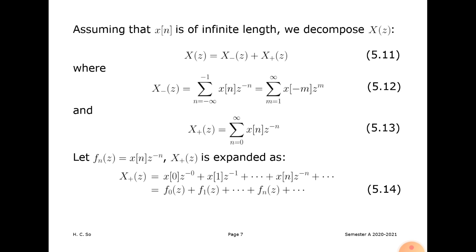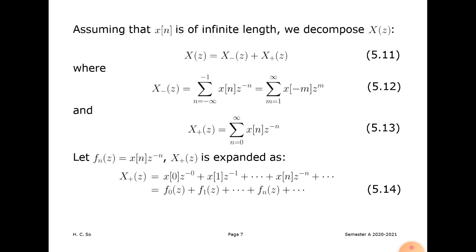And assuming that modulus of x(n) is finite, that is infinite length, we decompose X(z). So X(z) has a positive and a negative term, which can be represented by X(z) equal to X minus(z) plus X plus(z). Where X minus(z) is equal to summation n equals minus infinity to minus 1 of x(n) z^{-n}, which is equal to summation m equals 1 to infinity x(-m) z^m, and X plus(z) is equal to summation n equals 0 to infinity x(n) z^{-n}.